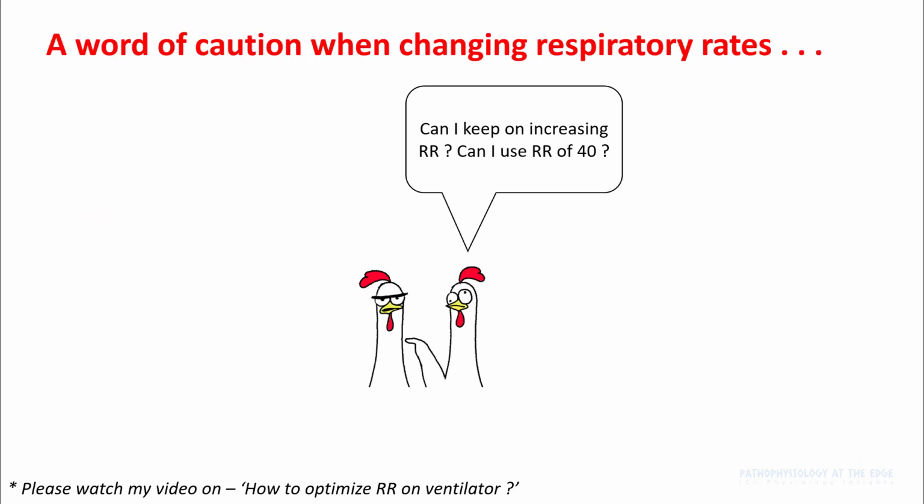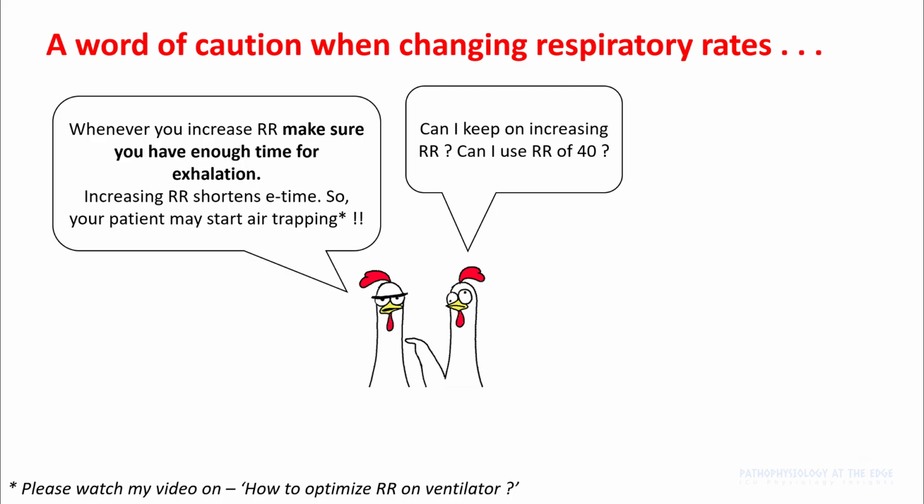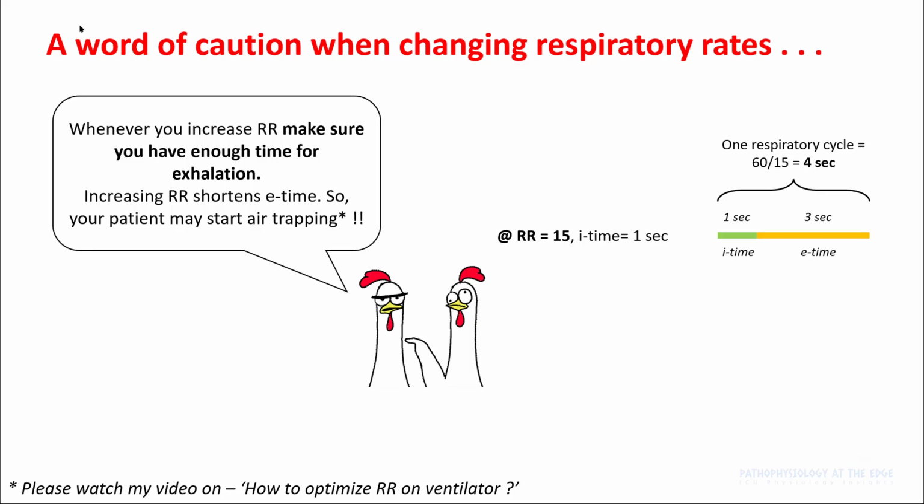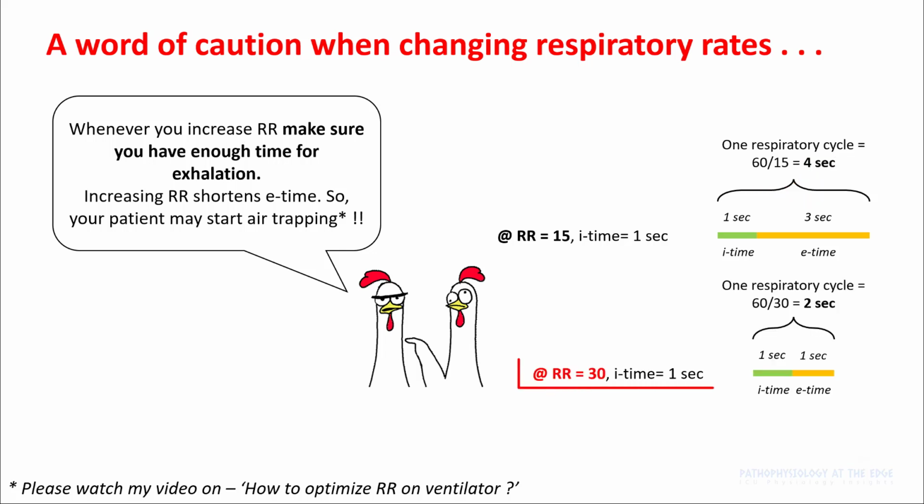You just cannot simply keep on increasing your respiratory rate, because whenever you change your respiratory rate, you encroach on your expiratory time and you can start air trapping and run into different kinds of problems. Let's say you set your respiratory rate to be 15 and I time of 1 second on the ventilator. Your respiratory cycle is 4 seconds, and out of this, 1 second is I time and 3 seconds is your E time. If you increase the respiratory rate to 30, your respiratory cycle drops to 2 seconds and your E time has dropped from 3 to 1 second because your I time has remained the same at 1 second.